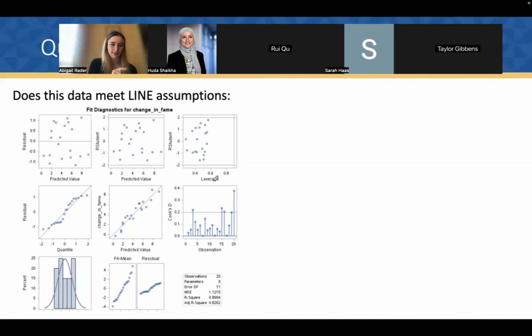Does this meet the assumptions of linear regression? The important thing to note here is that the plots we're going to look at are this one here in the corner and this one down at the bottom.